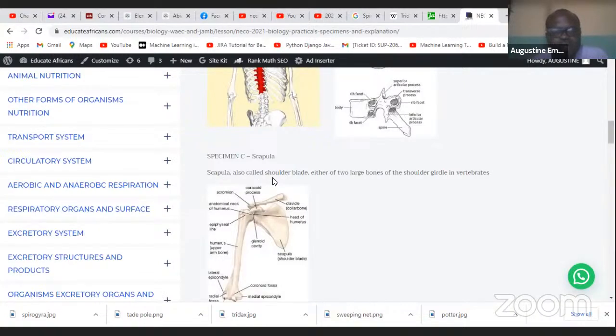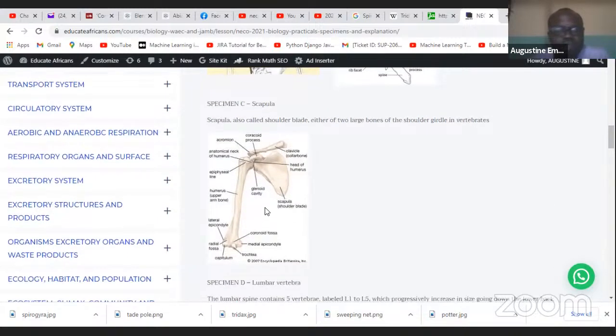Then we'll look at the scapula, also called the shoulder blade. The thoracic vertebra is found at the back here. The scapula, also called the shoulder blade, is either of the two large bones of the shoulder girdle in vertebrates. So this is a typical diagram of the scapula.